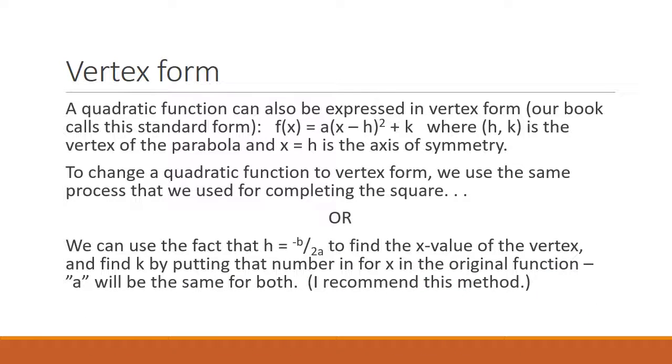Or we can use the fact that h, the h of the (h, k), equals negative b over 2a. Now we could prove that, or you can just accept it, but it is negative b over 2a. That gives you the x value of the vertex. Then you put that x value into the standard form that you were given, and you find the y value, and that would give you the k, and then the a will be the same for both. This is really the easier method to do it. Again, you could use completing the square, but this method is much simpler and much faster.